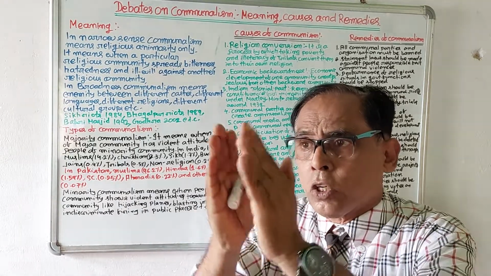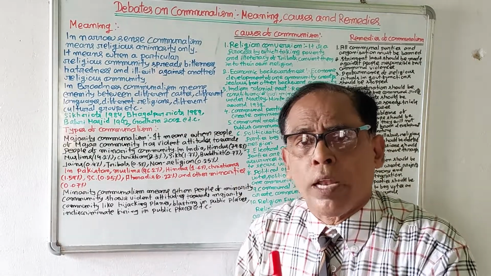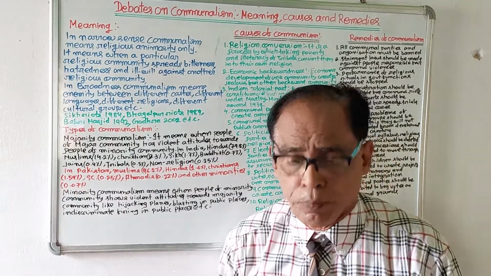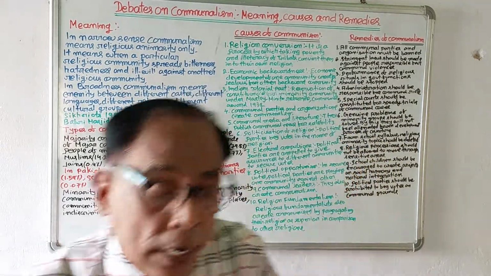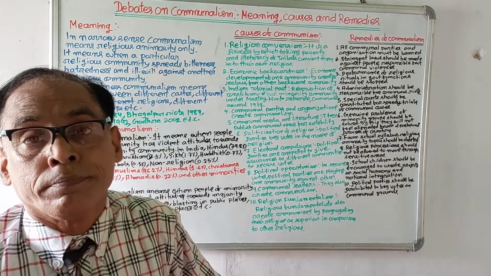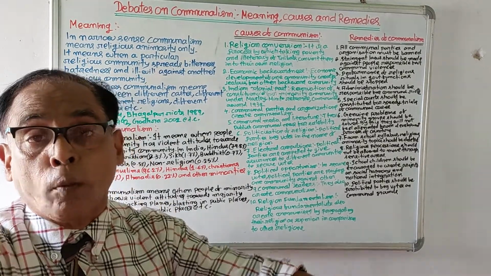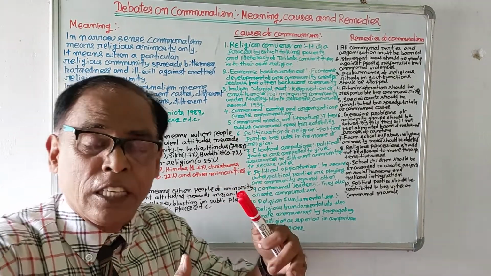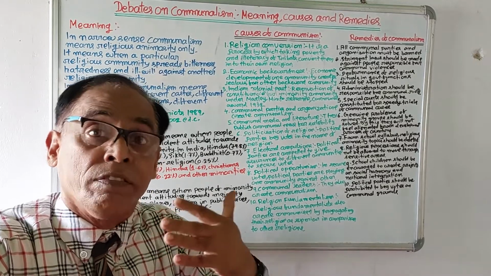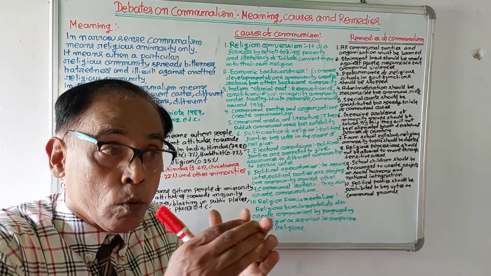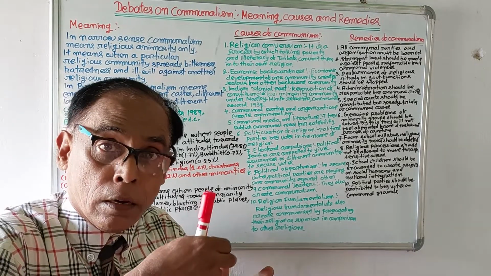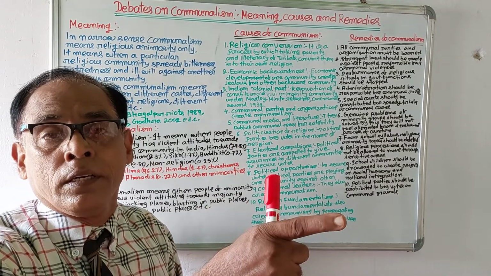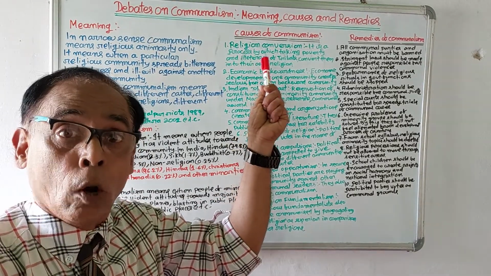So we are clear what communalism is in the narrow sense, what it is in the broad sense, what majority communalism is, and what minority communalism is. Now let us discuss the causes of communalism. There are certain factors responsible for communalism. Number one is religious conversion. Sometimes in different nations, religious conversions are made. People of one religion are persuaded to give up their religion and adopt another religion. It is a major cause of communalism.